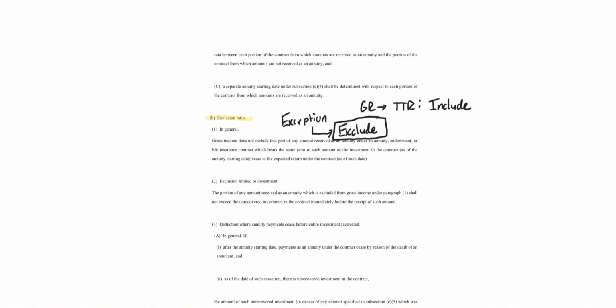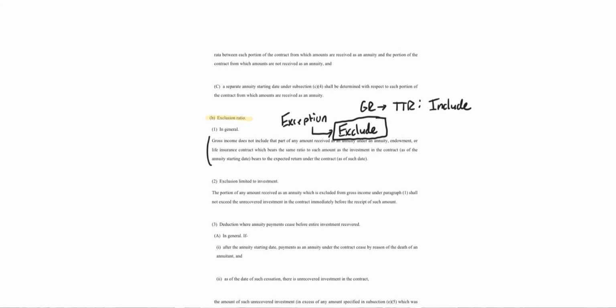It says that gross income does not include that part of any amount received as an annuity under an annuity, endowment, or life insurance contract which bears the same ratio to such amount as the investment in the contract, as of the annuity starting date, bears to the expected return under the contract as of such date. So what is this? So some of you that already know a bit about tax law, this is the exclusion ratio we use in the annuity area for when you receive an annuity.